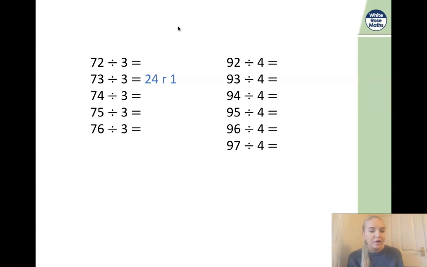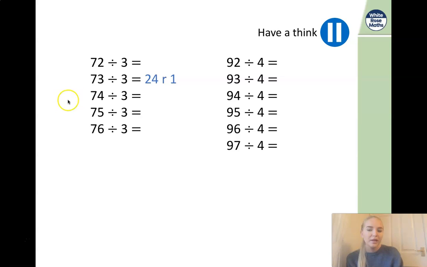Okay, we are now going to focus on how we can use knowledge of just one answer to a division sum to find the answer to multiple other answers too. So we found out earlier that 73 divided by 3 was 24 remainder 1. How could we use this information to help us work out the rest of these? Pause the video and have a think.